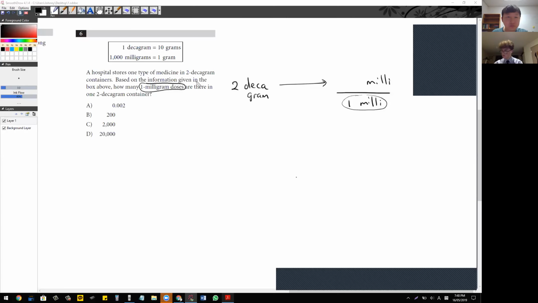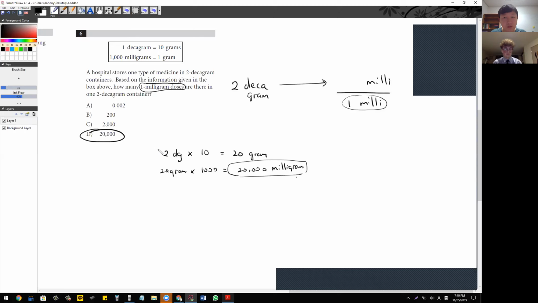Let's have a look. So 2 decagram, you multiply that by 10, because there are 10 grams in 1 decagram. So this is 20 grams, true? And in 1 gram, there are 1,000 milligrams. So 20 grams times 1,000 gives you 20,000 milligrams. Of course, that gives you how many 1 milligram doses there are: 20,000.